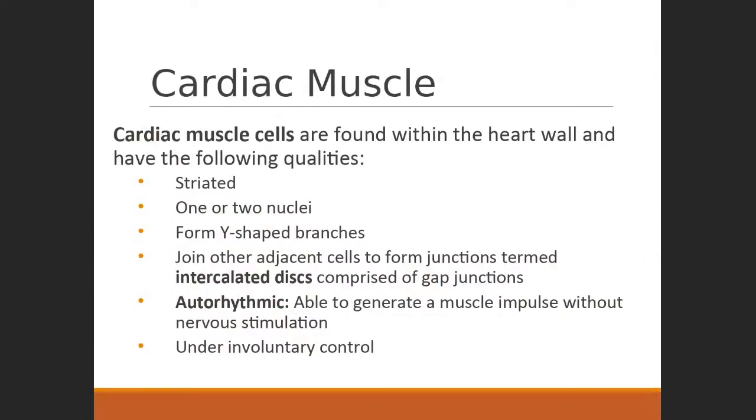We have a sac of blood that we want to contract and eject as high a volume as possible. The branching network that we see with these cells allows for a three-dimensional contraction of the heart as a whole. The intercalated discs with the gap junctions allow us to only have to innervate one part of the heart and get a sequential contraction that goes throughout the heart. And then its autorhythmicity allows us to have a base heart rate within that organ that we can count on and then speed up or slow down as needed.